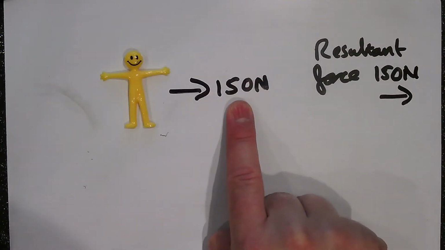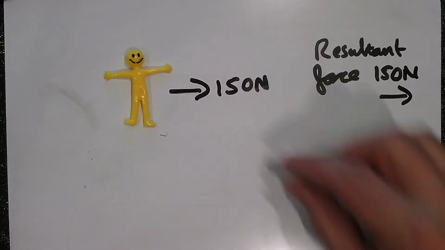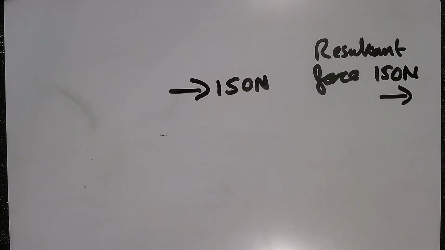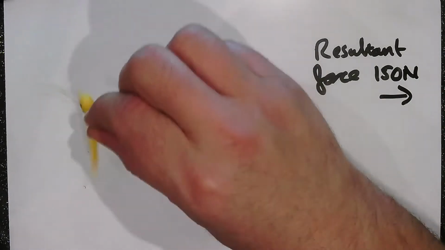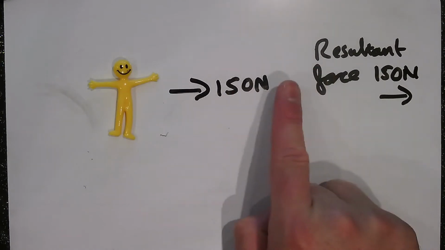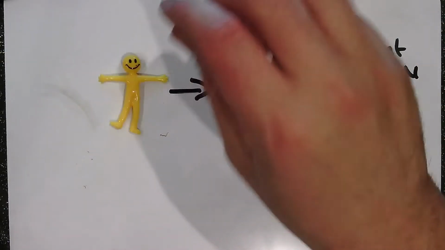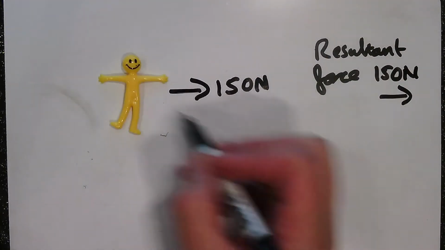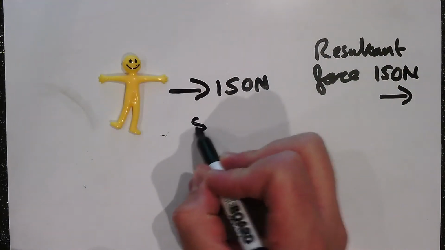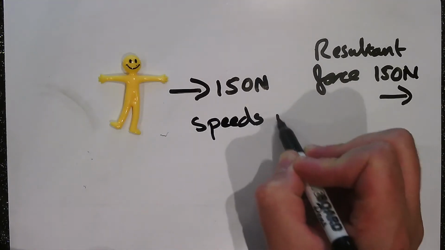What that 150 newtons is going to do is speed him up in this direction, so it's going to speed him up off the page. And he's going to get faster and faster because that 150 newtons is going to keep acting on him and pulling him. So this is our first example of one of my S words: speeds up.